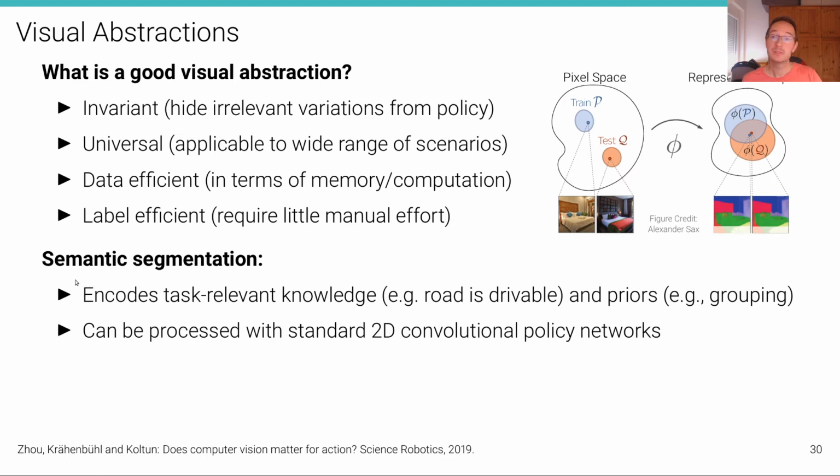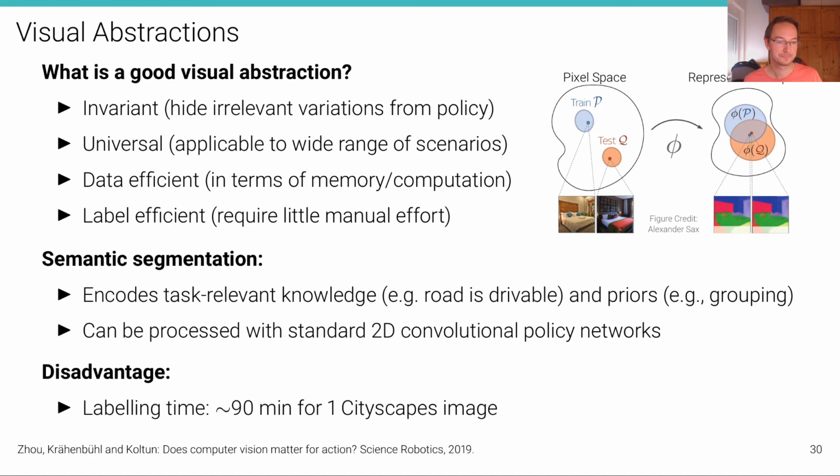We have chosen semantic segmentation, as it has been found in this work, to encode task-relevant knowledge, for example, that the road is drivable, and prior knowledge about, for example, grouping of relevant or related pixels. And it can be processed with standard 2D convolutional policy networks, which makes it easy to deploy. However, the disadvantage of semantic segmentation is its labeling time.